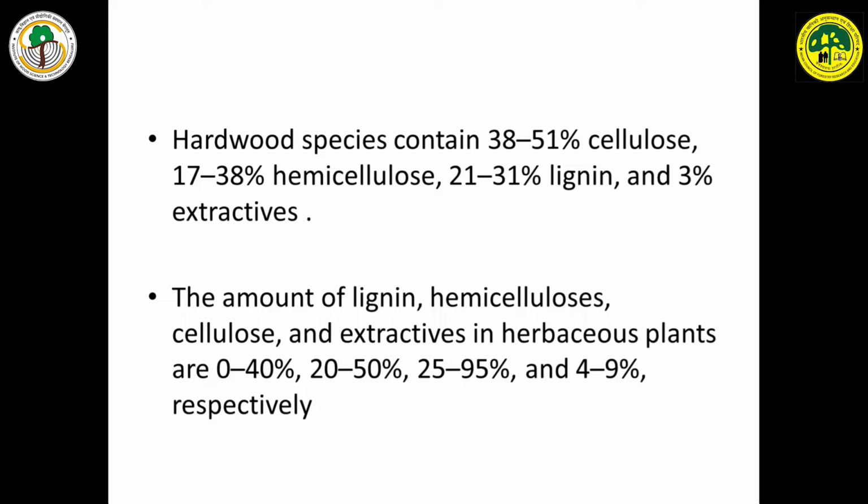Now the amounts of lignin, hemicellulose, cellulose, and extractives in herbaceous plants. That means in this type of plant, there is no developed stem present. In those plants, the observed content of lignin, hemicellulose, cellulose, and others are 0 to 40%, 20 to 50%, 25 to 95%, and 4 to 9% extractives.